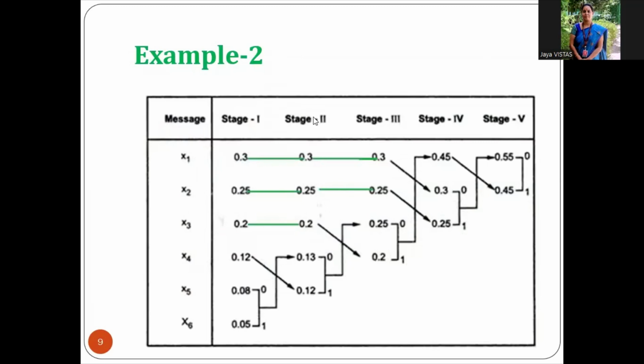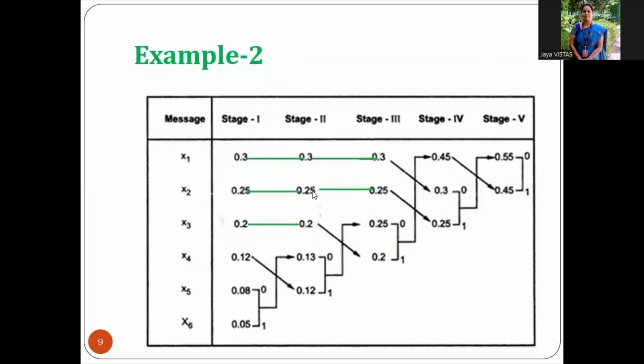In stage 2 also we arrange the probabilities in decreasing order, then combine the last two probabilities and assign 0 to the uppermost one and 1 to the lowermost one. We repeat the step up to stage 5. In stage 5 there are only two probabilities, and we assign 0 to the upper one and 1 to the lower one. Then finally we can trace the code words. Here the code word of symbol x1 is 0 0, and likewise we can trace the others.